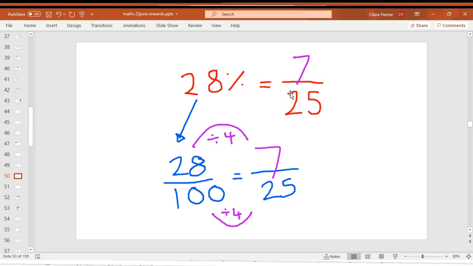Now this is a brilliant skill to have. So if you've got it, well done. This is a year 6 skill. Common test question. Really well done. If you've got it, don't worry if you haven't, because we're going to practice some more tomorrow and next week. Well done for joining in.